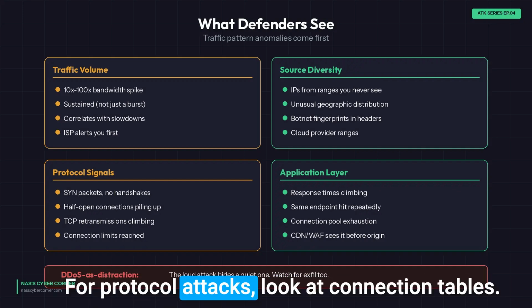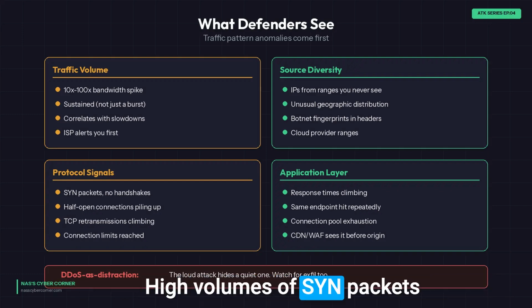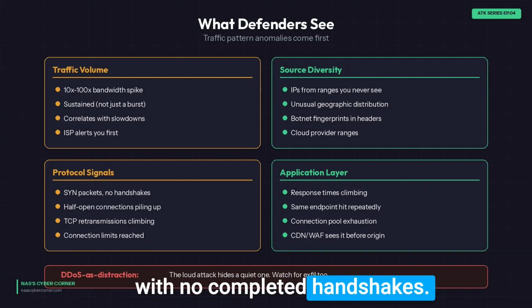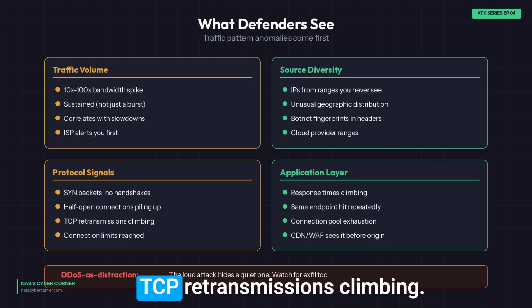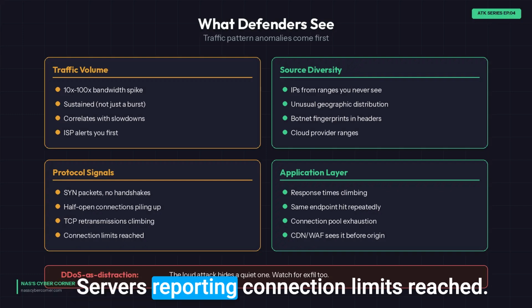For protocol attacks, look at connection tables. High volumes of SYN packets with no completed handshakes. Half-open connections piling up. TCP retransmissions climbing. Servers reporting connection limits reached.